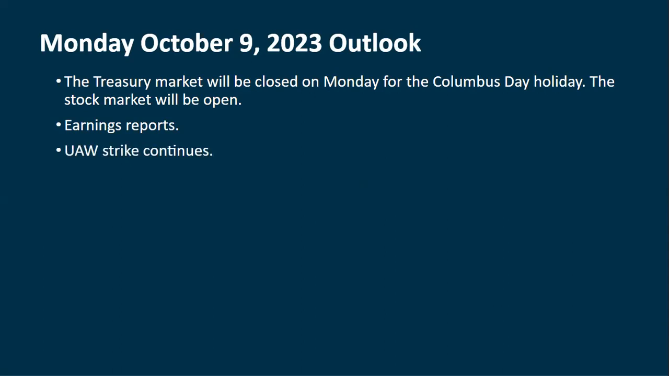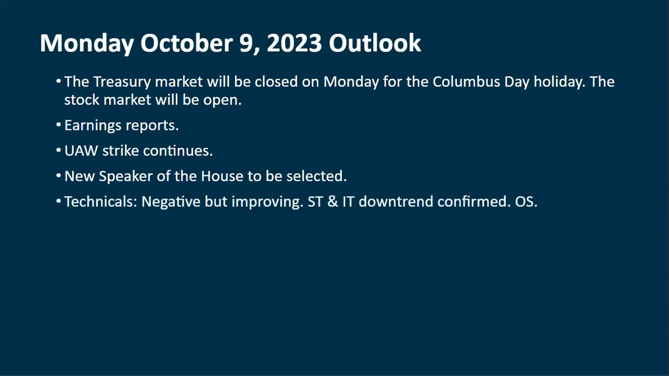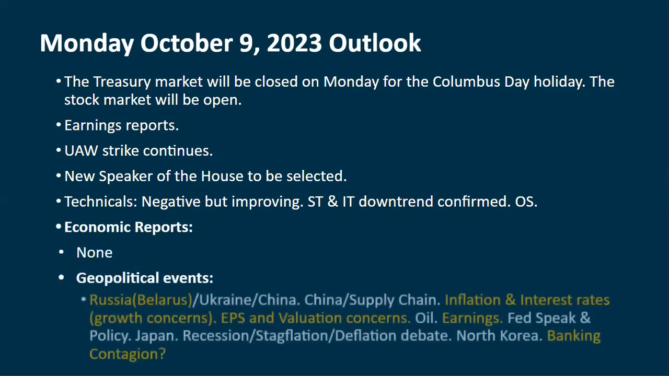The UAW strike is still continuing. They're still trying to figure out what to do about a new Speaker of the House. That can cause some political instability. The technicals are negative, but improving. Remember, this is the daily charts. We are in a confirmed downtrend in the short and intermediate term and still working off of being oversold. We won't get any economic reports on Monday, and we're keeping an eye on all the different geopolitical events.